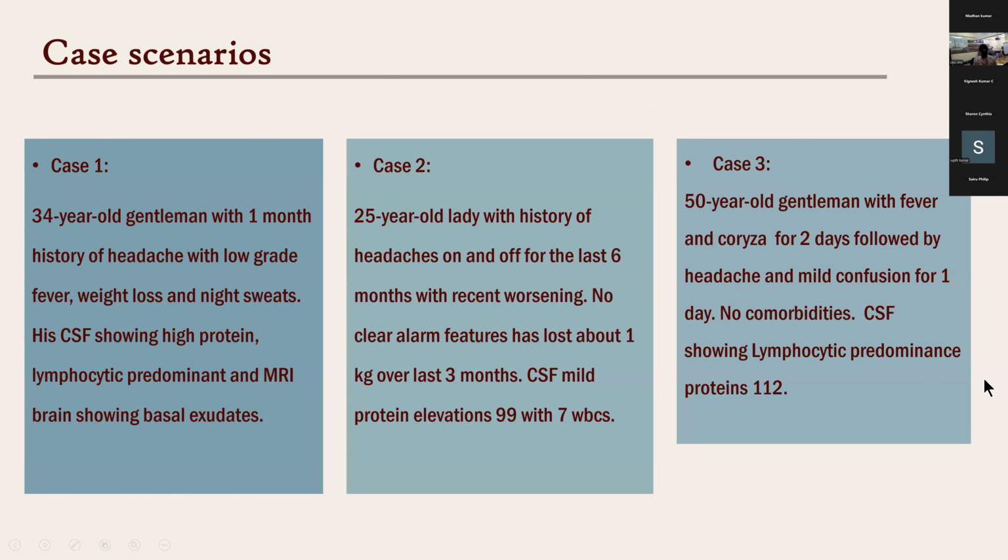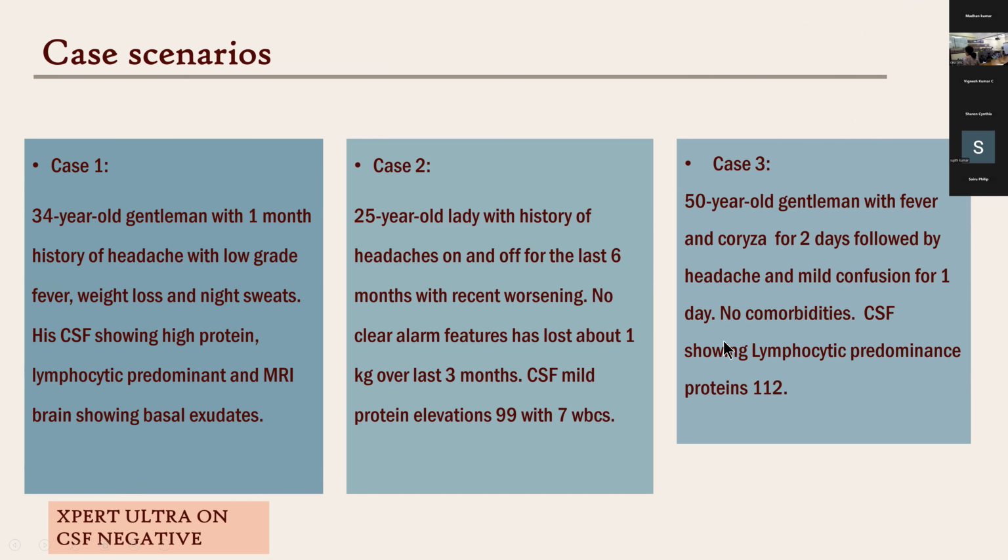So now let's come back to our case scenarios. Case 1: a 34-year-old gentleman with a 1 month history, basically high risk for TB, headache, low-grade fever, weight loss, night sweats. His CSF is showing high protein, lymphocytic predominant, and MRI brain showing basal exudates. How many of you think this is TB? Everyone's saying TB. Xpert is negative. Will you treat? Right. So here it's not a sensitive test, and your pretest probability is so high that you're going to treat.